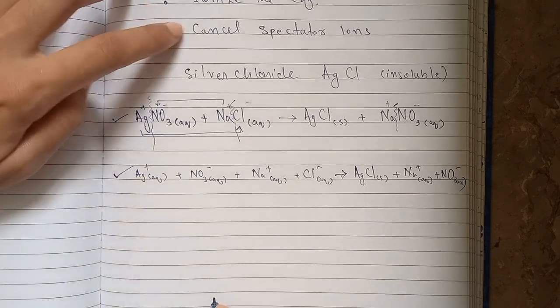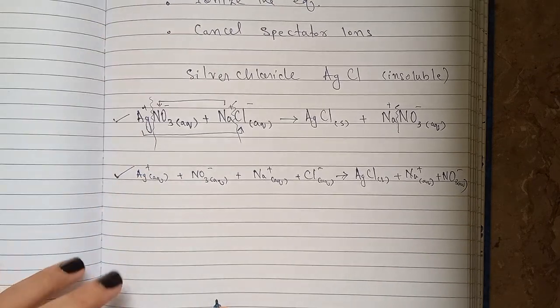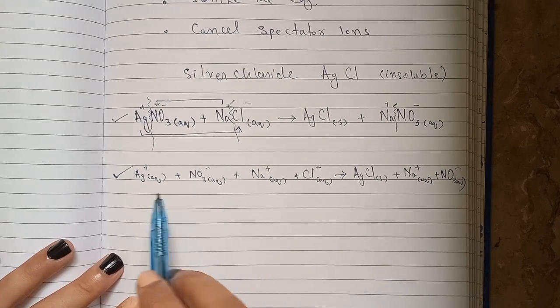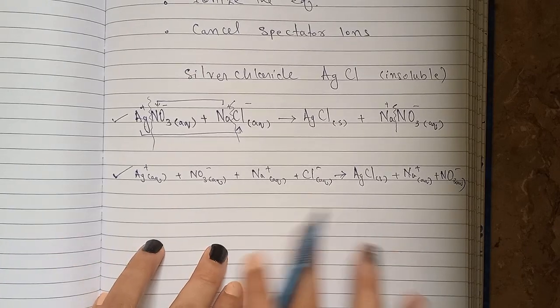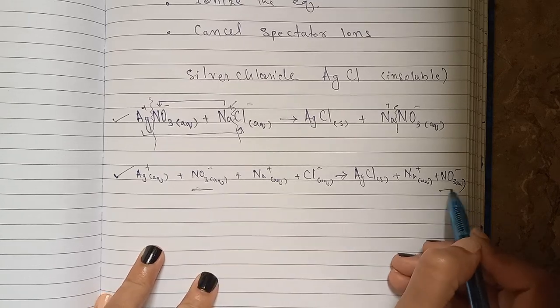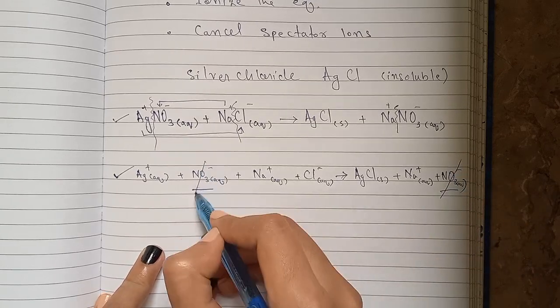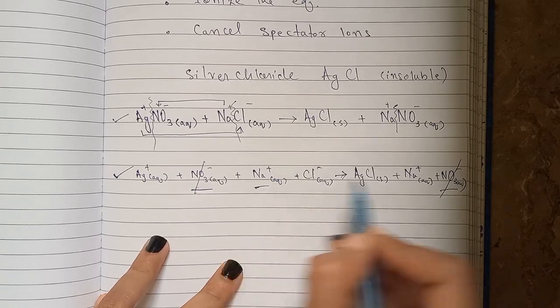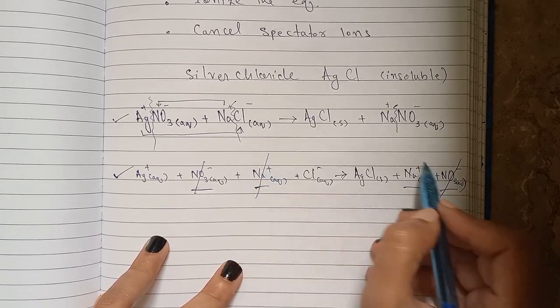The third step is the cancellation of similar or common ions. So let's look for the similar ions on both sides of the equation. We have got NO3 on both sides of the equation, so I'm going to cancel it, and Na on both sides, so I'm going to cancel Na also.